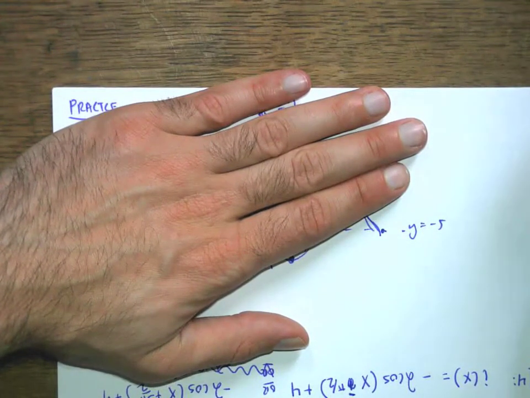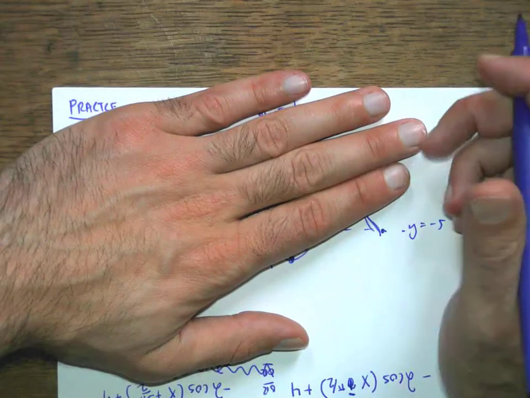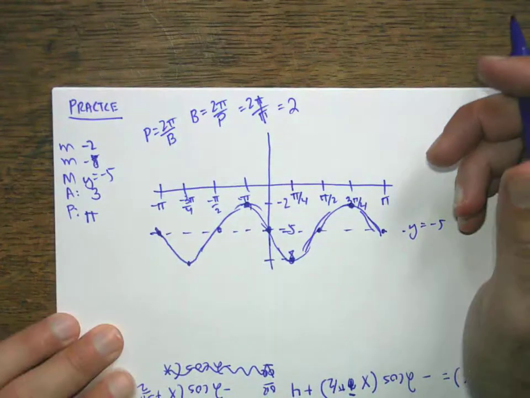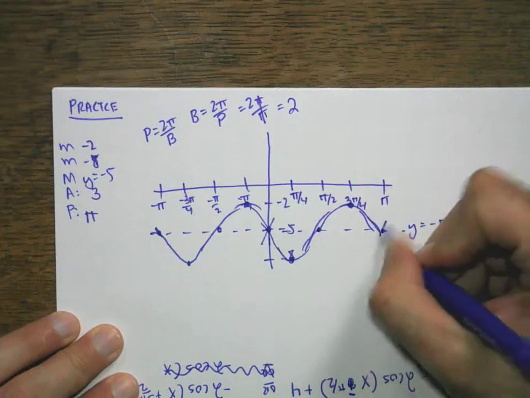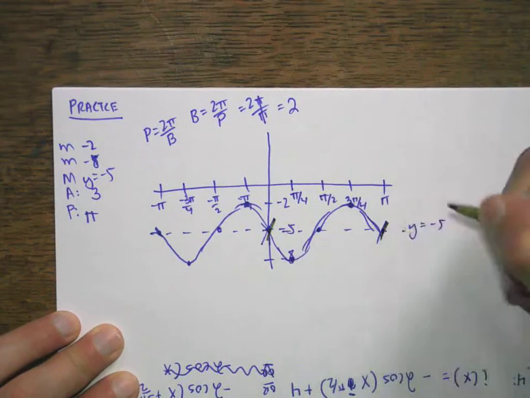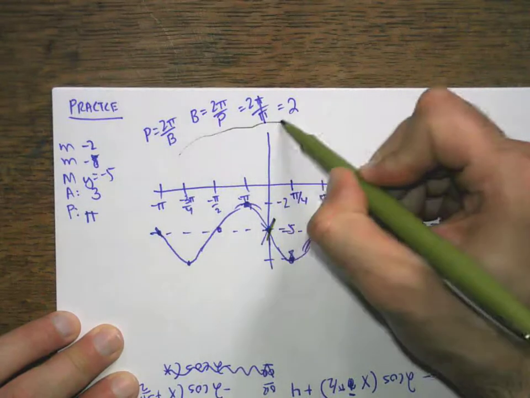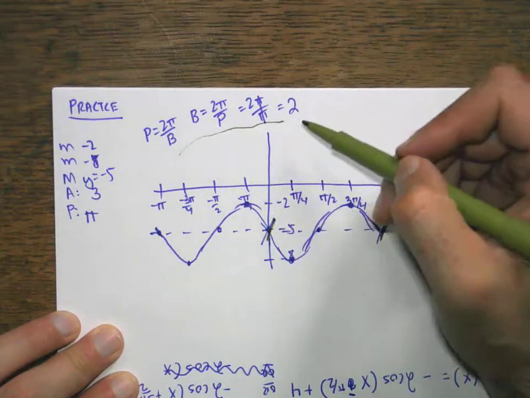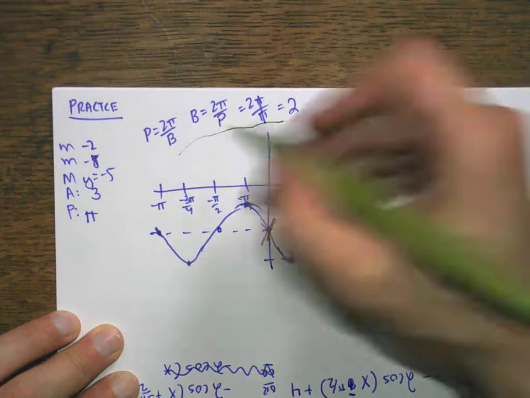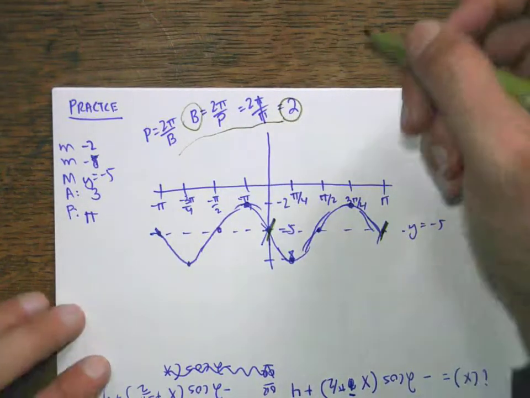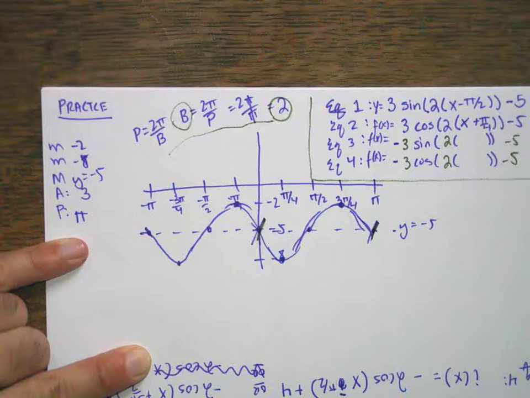Found the period was pi from here to here. Right, from here to here it's pi. Plugged it into my equation to find that my b would be equal to 2. Right, so I found b equals 2. Finished product, right? So in this last part, I cleverly put the things that stay the same, right? 3, 2, and the negative 5. And got two equations down.